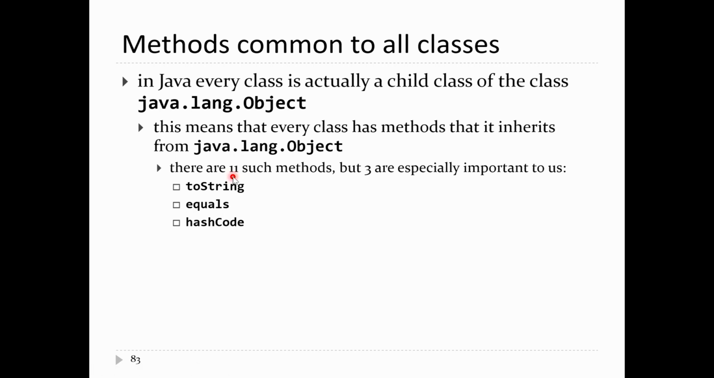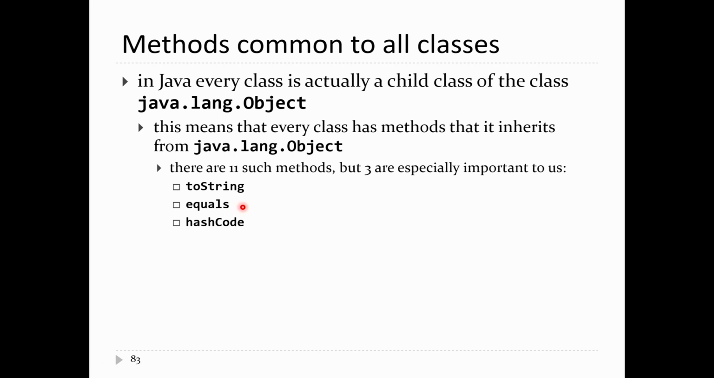So in total there are 11 of these methods. In other words, it doesn't matter what object you have, there's at least 11 methods you can call with this object. Most of those aren't relevant to this course. 3 of them though are important to us. So there's toString, there's equals, and there's this thing called hashCode.